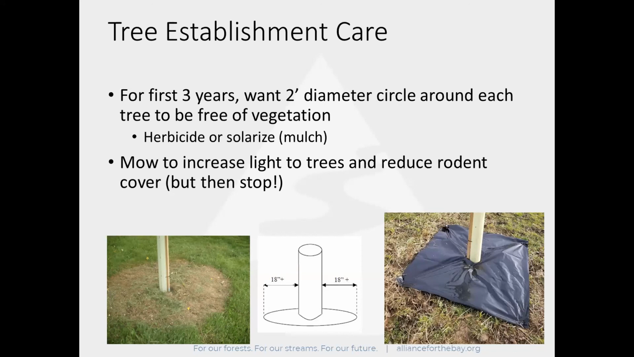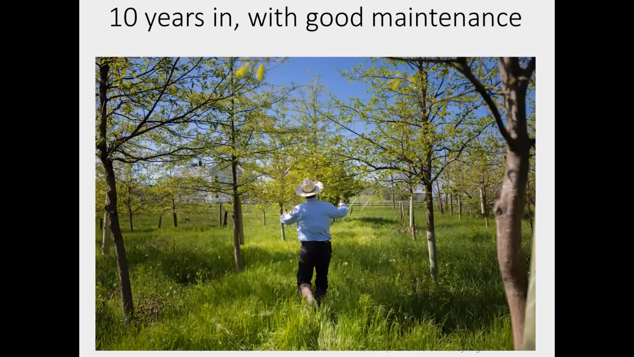And then mowing as well is really important, because it's reducing the vegetative competition to these trees, but also it's reducing the cover for those rodents so that they're not going to go out into the open to get our trees. But then again, after the first 3-5 years, somewhere in there, once the trees are well established, you can go ahead and stop mowing. Just manage your invasives. So this is what a riparian forest buffer planting can look like 10 years in with good maintenance. Beautiful, gorgeous. This is well on its way to becoming a forest.